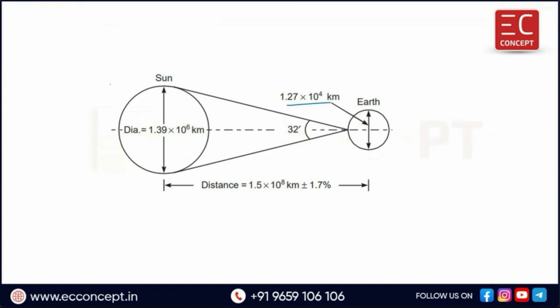So this is the diameter of the Earth and the diameter of the Sun, and the distance. Okay? So there may be some variation, so we cannot calculate the exact distance. Approximately they have given, but mostly they won't ask any questions on this. So this is just for our idea.